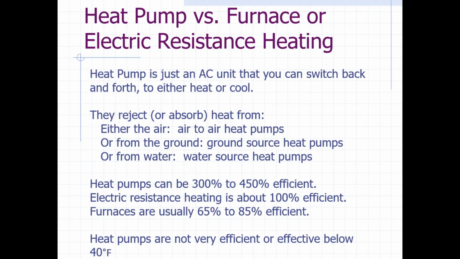The air-to-air heat pumps are not very effective or efficient below 40 degrees because there's not a lot of heat in the air at 40 degrees. So it can't grab a lot to put into the space. But if you've got a ground source or water source heat pump, the ground doesn't get that cold. It might get down to 55 degrees or so. Even if it's freezing at ground level, it's still kind of warm below. And so you're still able to heat with a ground source.